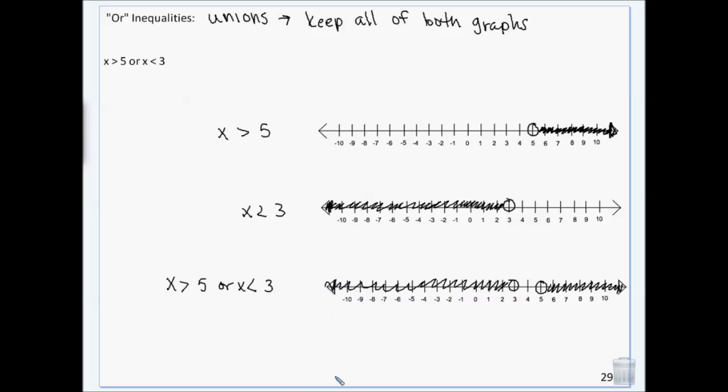So I actually just combine the two graphs into one graph. So the only part that's not shaded is between 3 and 5. So this is basically almost every number. Except for 4. Well, 4 and then all the fractions and decimals between 3 and 5.